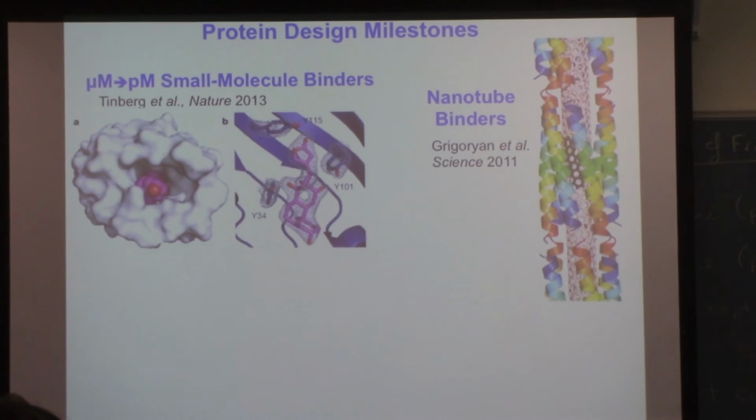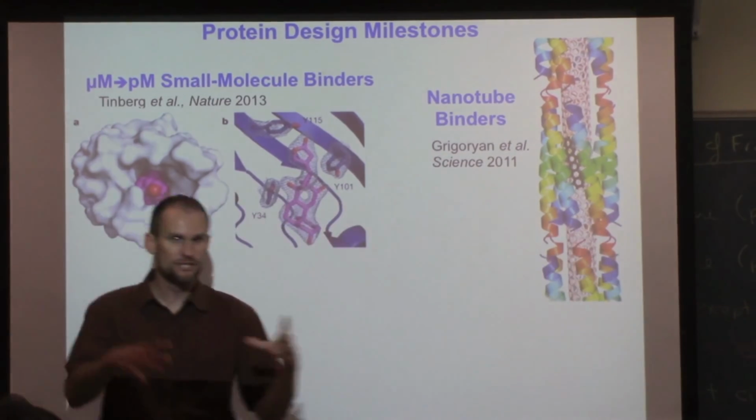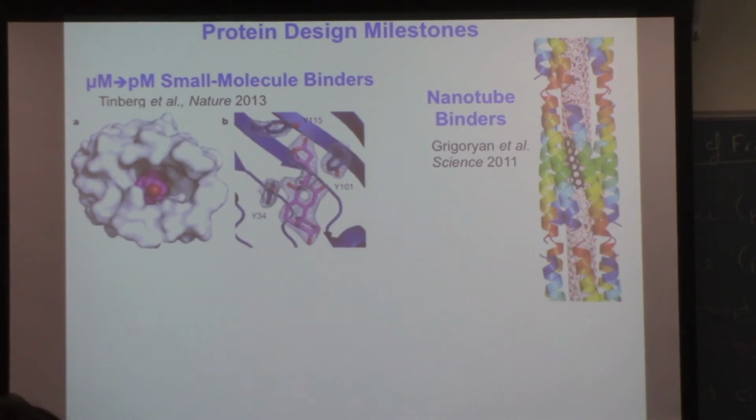Nanotube binders. This is Gevorg Grigoryan working in Bill DeGrado's lab. Here's a nanotube, and Gevorg looked at the geometry of the nanotube, put helices around the side, calculated the different ways helices could pack around it, and then designed side chains to pack. And what he can do is actually recognize different size nanotubes and different ways of wrapping the nanotubes up, wrapping the graphene sheet. So that came out a few years ago.